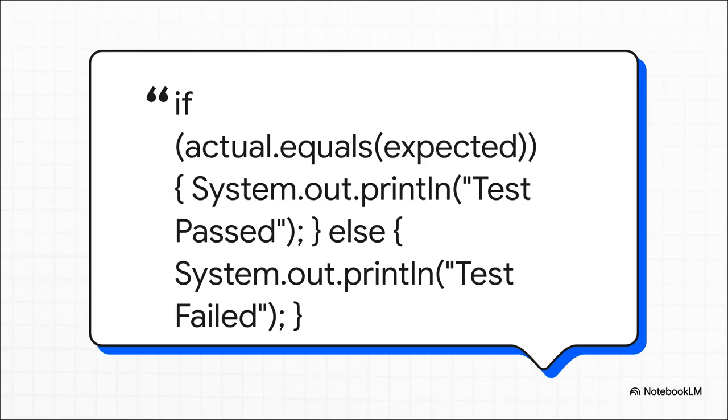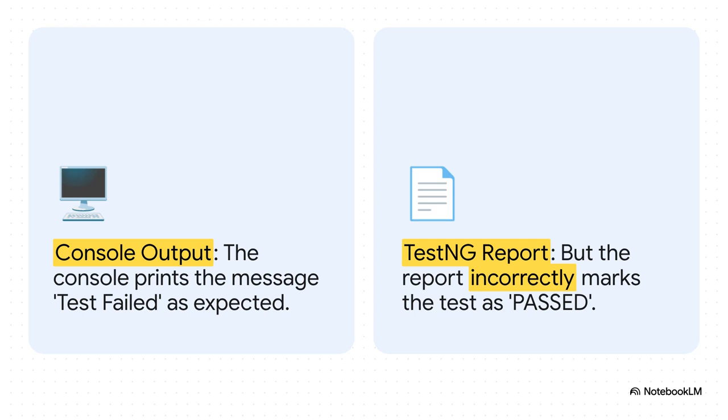Seems totally logical. You grab a page title, you compare it to what you expect, and then you just print a nice little message to the console. If the titles don't match, your console will say, test failed. Simple. And bam, this is the trap. Even though your console output is screaming failed, you look over at your TestNG report and it says passed with a big green check mark.